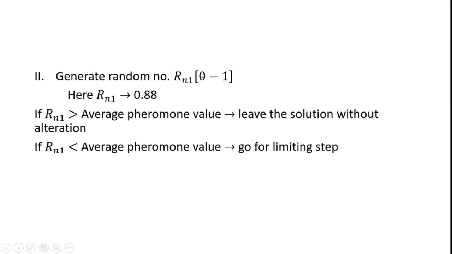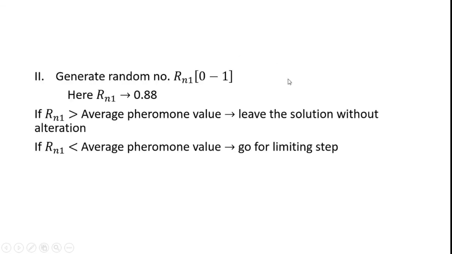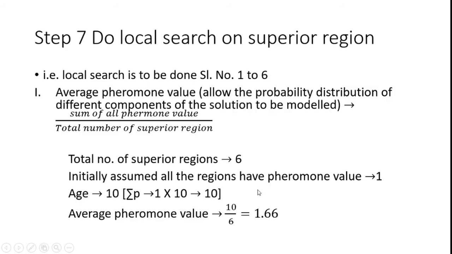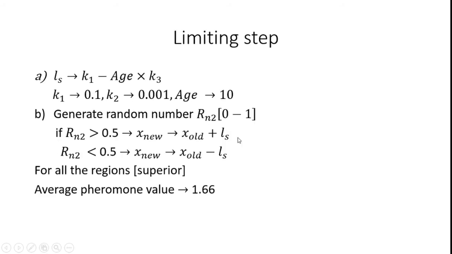Then again generate a random number between 0 and 1, here 0.88. If random number 1 is greater than the average pheromone value, leave the solution without alteration. We can replace the same solution for the next. If random number 1 is less than the average pheromone value, go for the limiting step. What is the limiting step? If the random number is less than the average pheromone value, because 0.8 is less than our pheromone value of 1.66, we go for the limiting step.